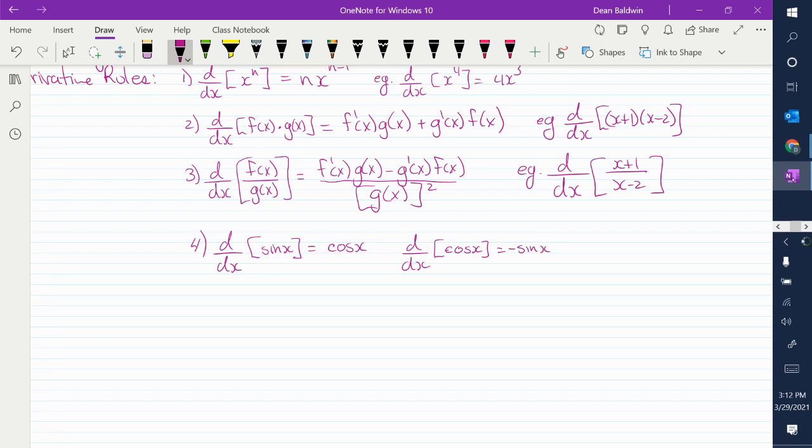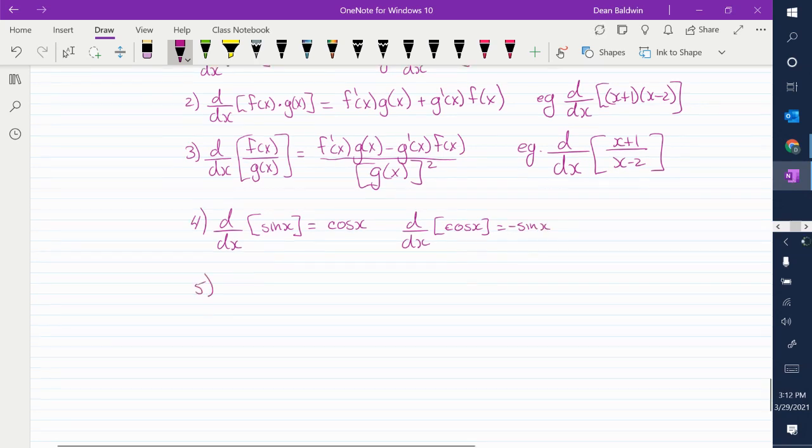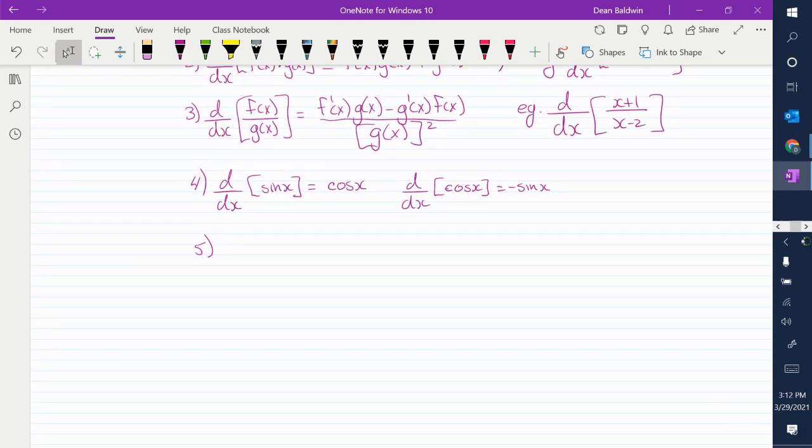Okay. And the final rule that we learned was the chain slash general power rule, which basically says if you have something like that, this is the general, and I'll write out an example. It's n times u to the n minus 1, which is like the power rule, times the inside derivative, u prime. Now that's a general power rule. I'll write the chain rule.